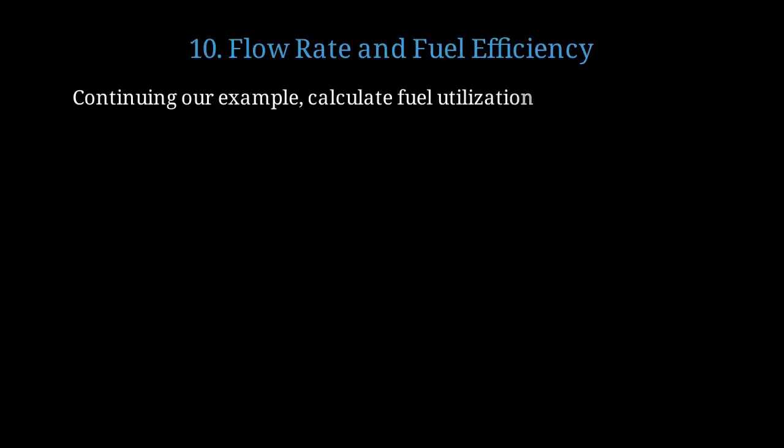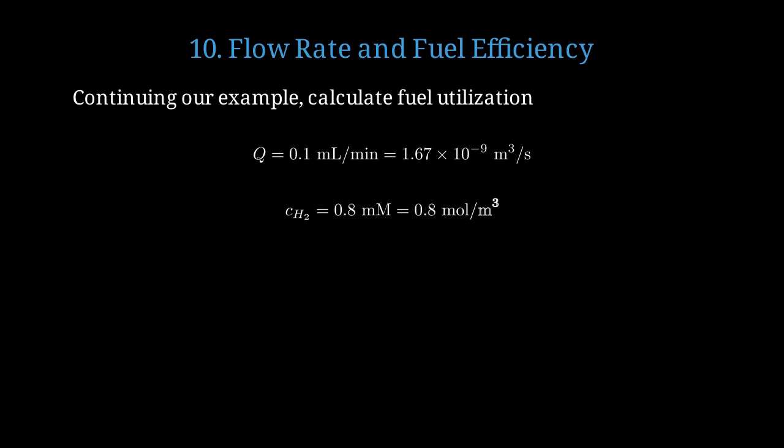Let's quantify the relationship between flow rate and efficiency. Continuing with our example, let's calculate the fuel utilization efficiency. Assume flow rate of 0.1 milliliters per minute, which equals 1.67 times 10 to the minus 9 cubic meters per second. Hydrogen concentration in aqueous solution is approximately 0.8 millimolar, or 0.8 moles per cubic meter. Molar flow rate of hydrogen equals volumetric flow rate times concentration, 1.33 times 10 to the minus 9 moles per second.